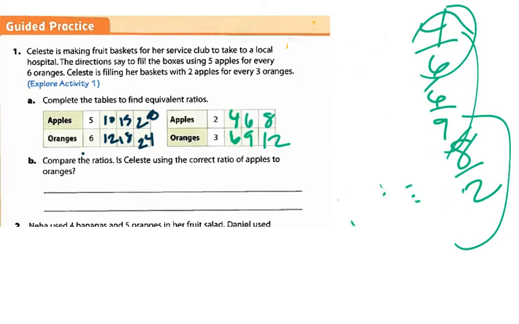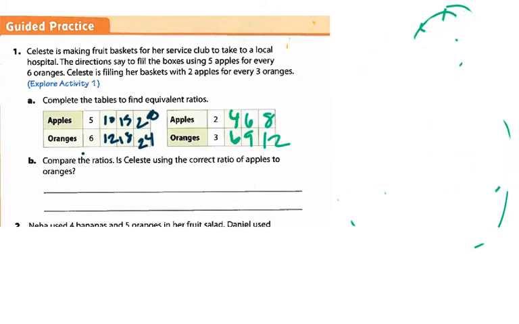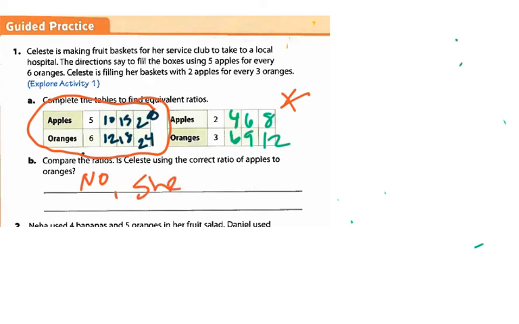Now, compare the ratios. Is Celeste using the correct ratio of apples to oranges? Well, let's take a look at that question again. So she's making fruit baskets for her service club. The directions say to fill the boxes using 5 apples for every 6 oranges. So the directions say that she's supposed to be doing this, right? And she is using this. So is she using the correct ratio? So the answer there is no. She is not.